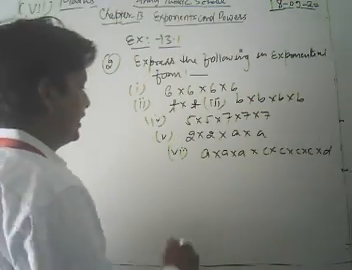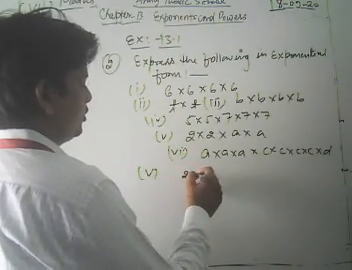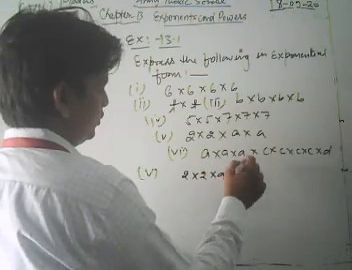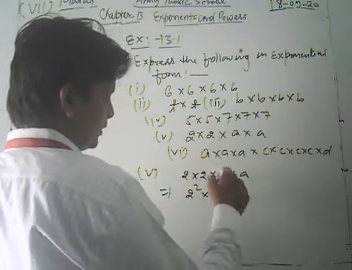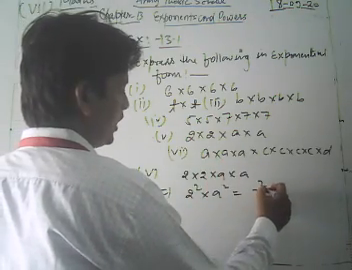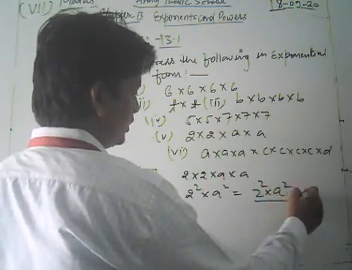Similarly, dear students, here we take the fifth part of the question, which is 2 into 2 into a into a. So we get 2 square into a square, meaning the exponent form of this number is 2 square into a to the power 2. This is our final answer.